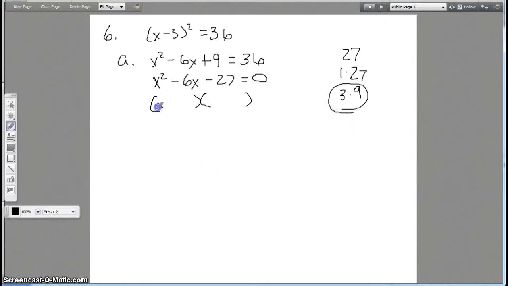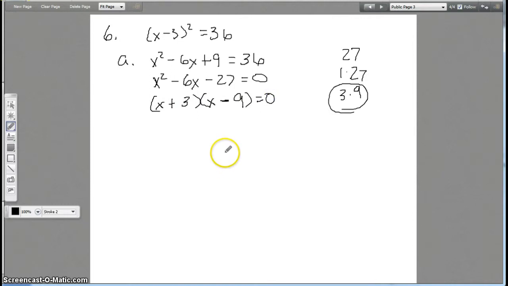So we know we're going to have an x and an x in our parentheses. And then we know our factors here are 3 and 9. Since this is a negative number here, we know one of them has to be positive and the other has to be negative. Since our middle term is negative, that means our bigger one is negative. So it's going to be a negative with the 9 and a positive with the 3. And that's going to equal 0.